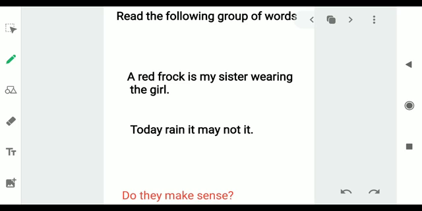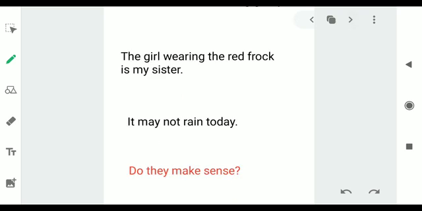The first one, a red frock is my sister wearing the girl. The second one, today rain, it may not it. Now students, are these group of words making any sense? Yes, they are not making any sense. We cannot understand what the sentence is actually trying to tell us.